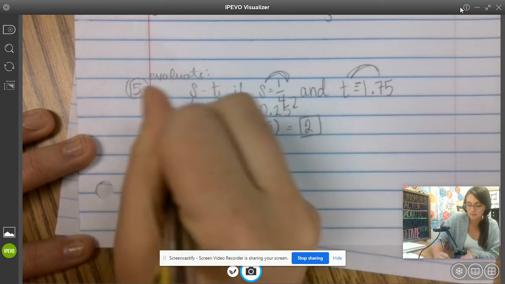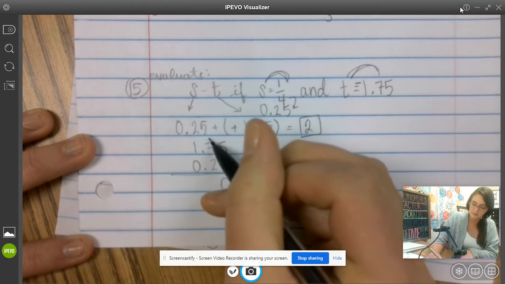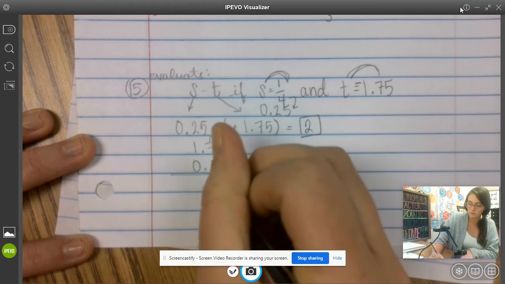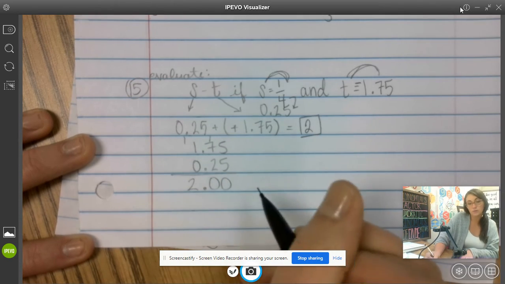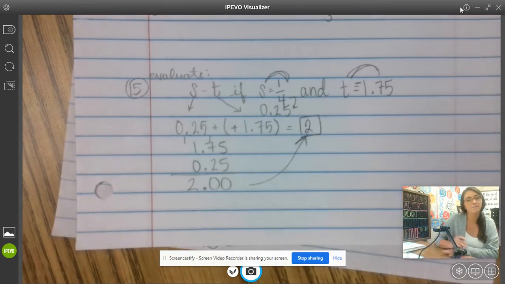Here, I'll do it just in case you need it. Remember, I'm going to line up my decimals. 5 plus 5 is 10. 7 plus 2 is 9. Plus 1 is 10 again. I drop that. And I get 2.00, which is the same thing as 2.